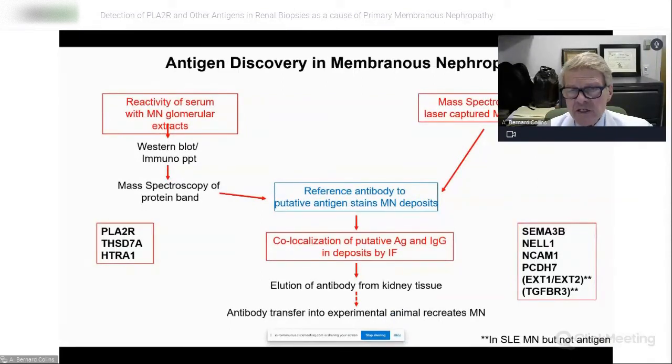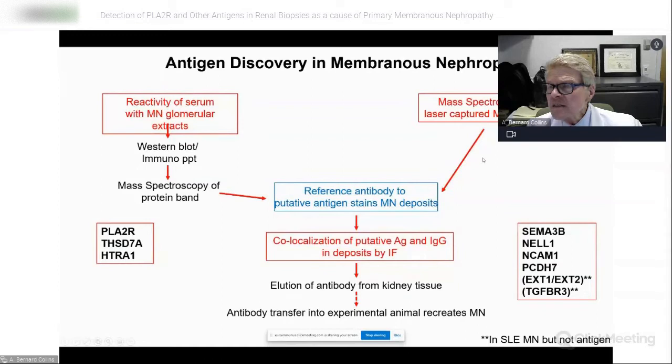The number of antigens that have been defined as causing primary membranous has really increased dramatically in the last couple of years. And this is due to these two techniques, basically. One being the reactivity of serum with the membranous glomerular deposits, and then doing Western blot or immunoblot, and cutting the blot out and doing mass spec on the protein band. And the membranous antigens that have been identified by using this technique have been PLA2R and THSD7A, HTRA1.